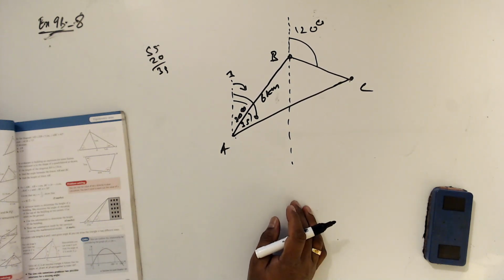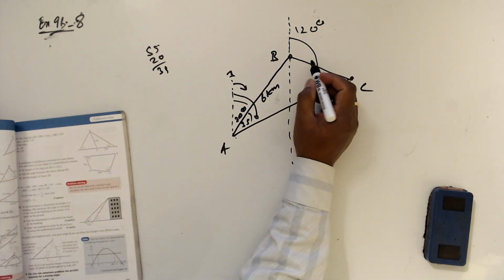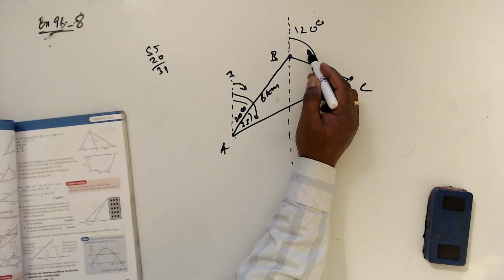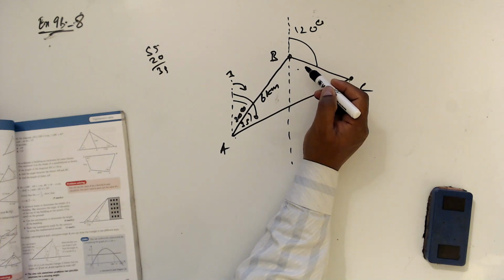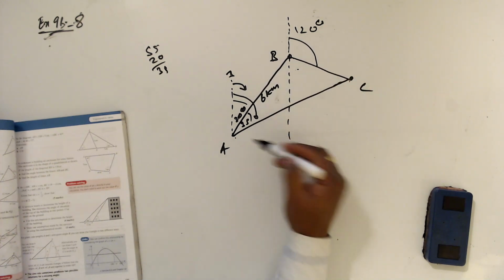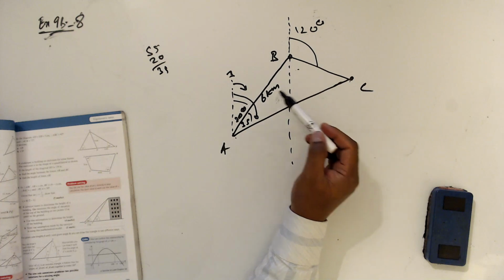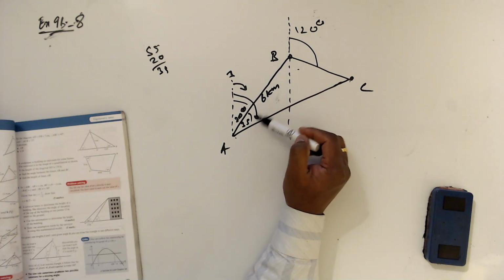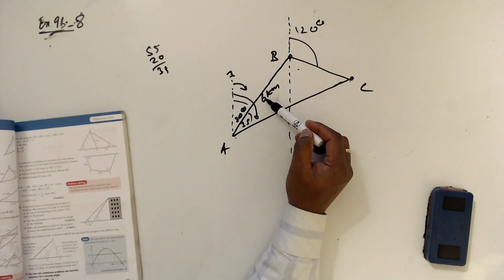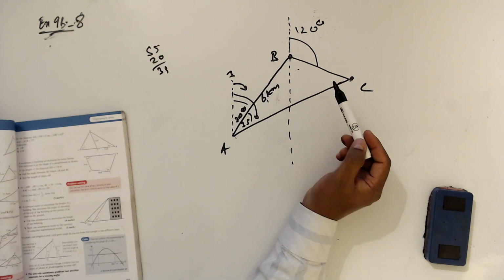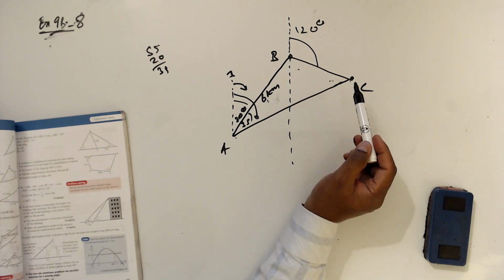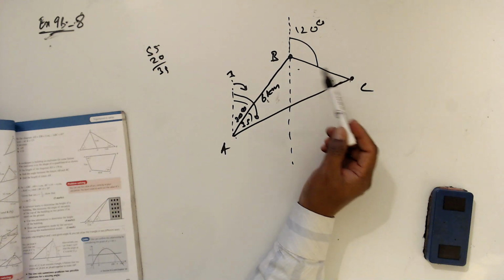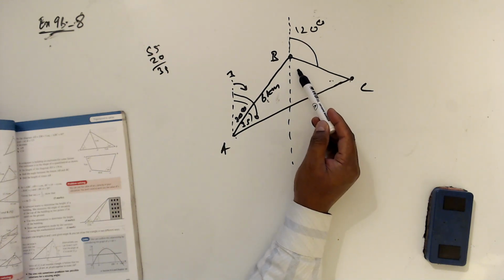Now, we can find this angle first. My plan is: I know this distance. This is the only distance I know. Then see whether I can find this angle. What are the possibilities? Yes, I can find this one.